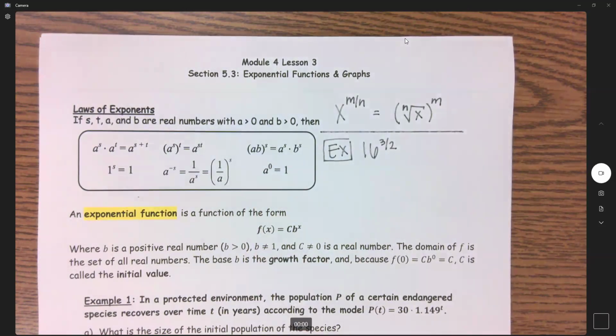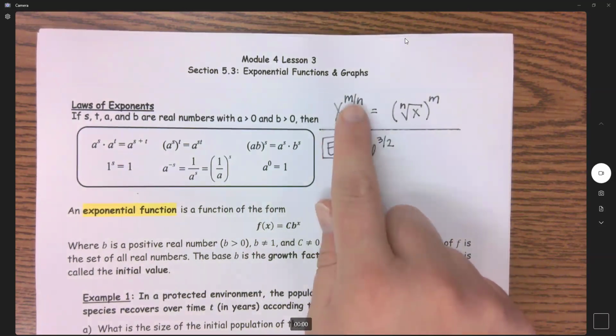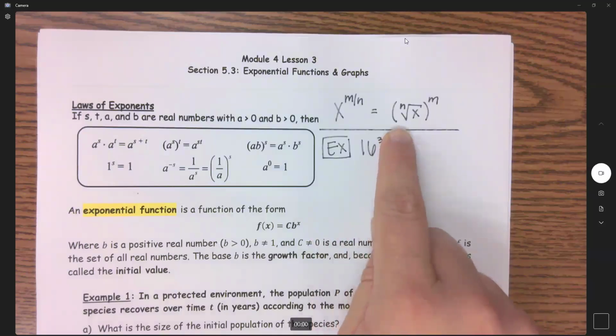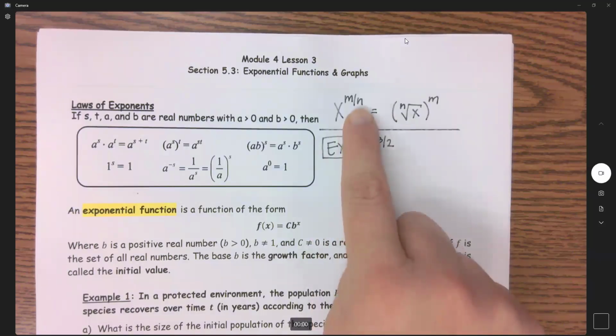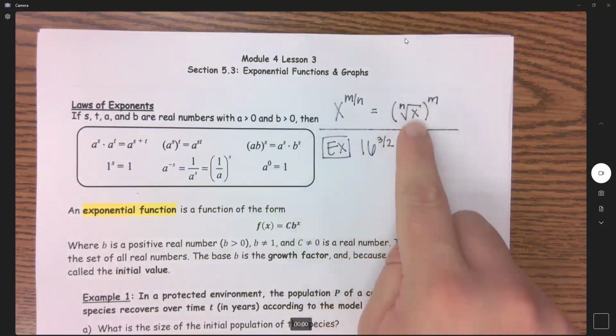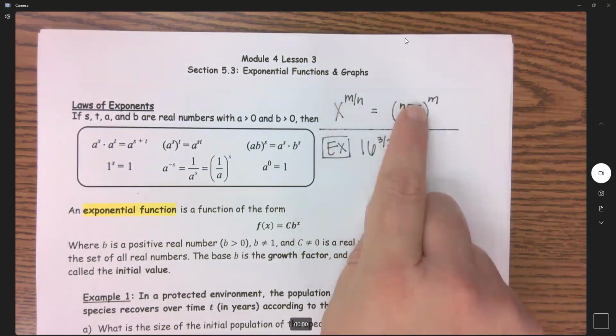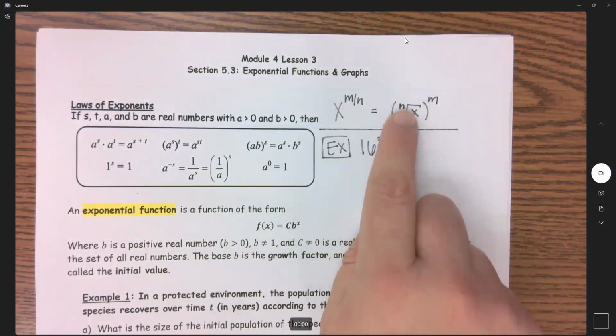Now, alongside, but not really an exponent rule, we have something called rational exponents. So if I have something like x to the m over n, you can rewrite it in radical form. Notice that this denominator is your index. This is the nth root. And so you'll have the nth root of x all to the m power. That was your numerator here. So numerator is your exponent, denominator is your index.